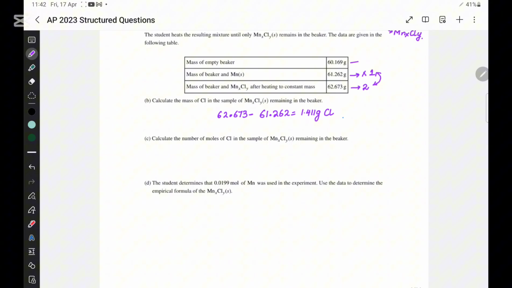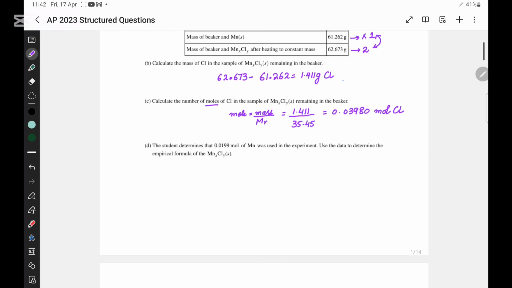Then calculate the number of moles of chloride in the sample of MnXCl remaining in the beaker. So when we have the mass, we have to calculate the moles. Simply, mole is equal to mass over Mr. Mass is 1.411, Mr is 35.45, and that comes out to be 0.03980 mole of Cl.